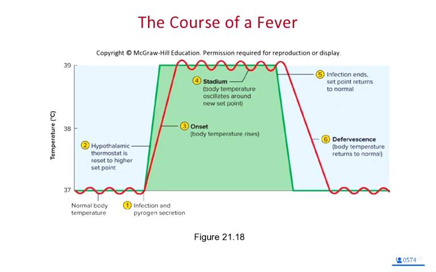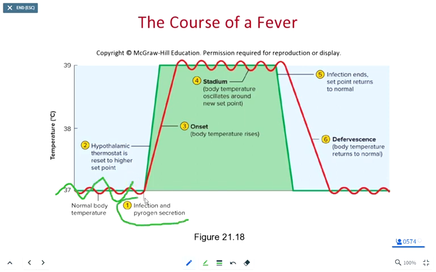That accounts for those normal fluctuations in our body temperature. However, if we have pyrogens being secreted into our bodies, either endogenous or exogenous pyrogens, those pyrogens travel to the hypothalamus and cause the hypothalamus in our brain to increase the baseline temperature. This is known as onset, when we have the temperature rising. And then our temperature will rise to a specific set point.